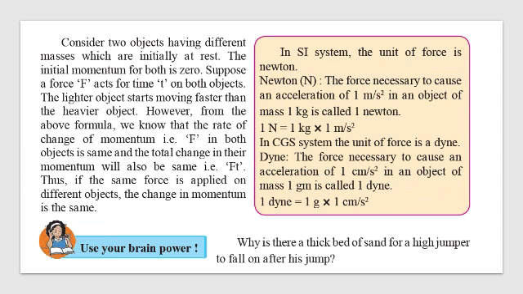Consider two objects having different masses which are initially at rest. The initial momentum for both is 0. Suppose a force F acts for a time t on both the objects. The lighter object will start moving faster than the heavier object. However, from the above formula we know that the rate of change of momentum F on both the objects is the same, and the total change in their momentum will also be the same.